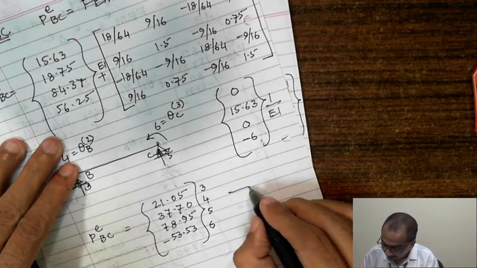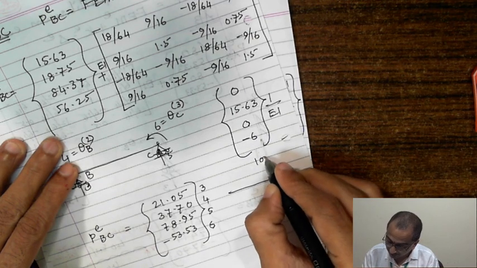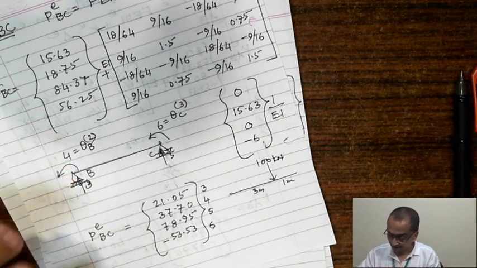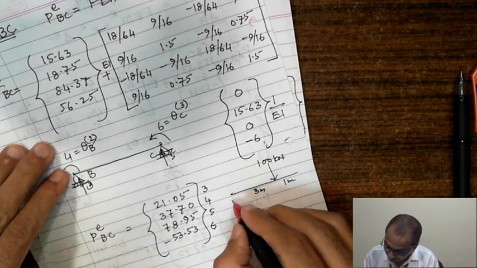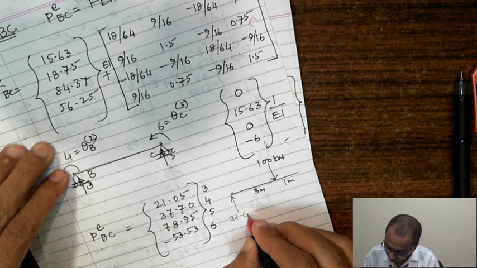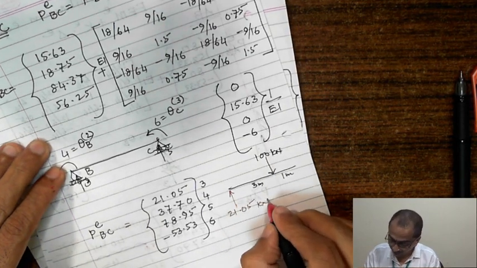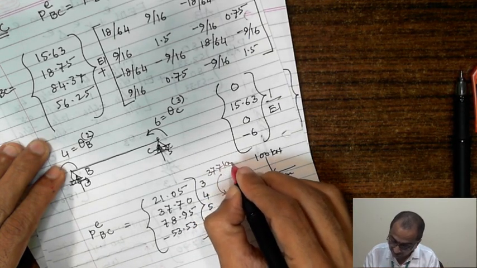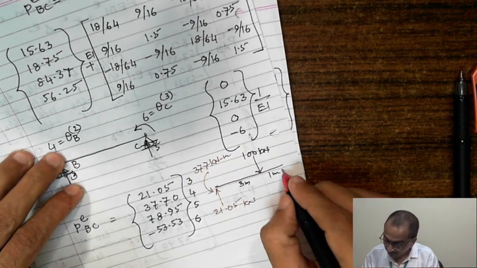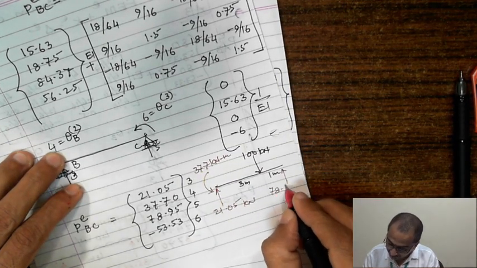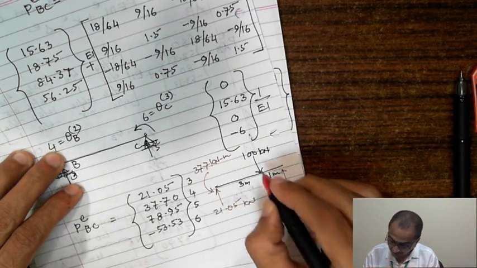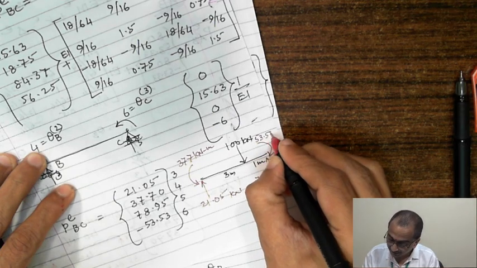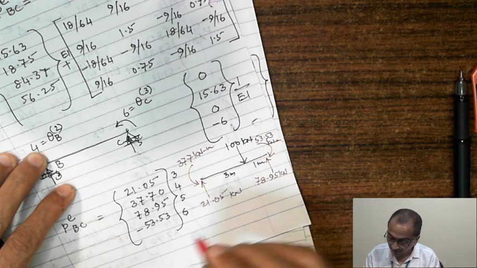Now I will write it on this. This is 100 kilonewton acting at a distance 3 meter from B and 1 meter from C. So what are the various forces? This is 21.05 kilonewton, acting upwards because the value is positive. 37.7 kilonewton meter acting anti-clockwise because the value is positive. This is 78.95 kilonewton and this is minus 53.53 kilonewton meters, minus means assumed direction is wrong.